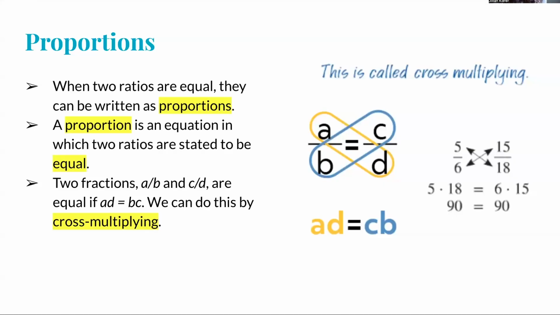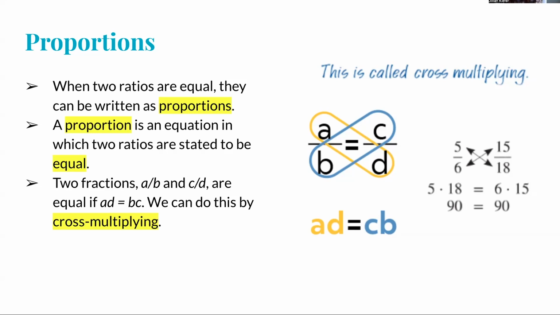So when two ratios are equal, they can be written as what's called a proportion. So you have your two ratios set up in fractional form, and then you set them equal to each other. A proportion is an equation in which two ratios are stated to be equal. So something like A over B equals C over D. Those two fractions, A over B and C over D, are equal if A times D equals B times C. We could do this by cross multiplying.